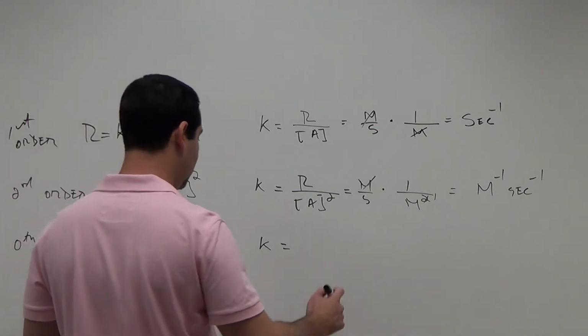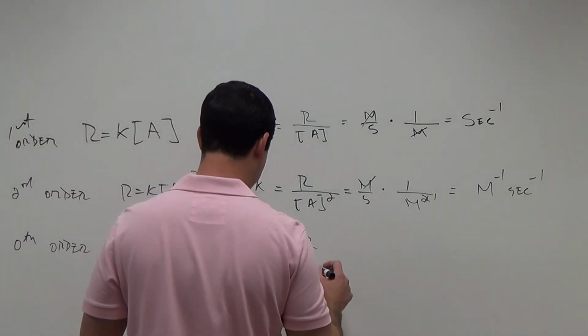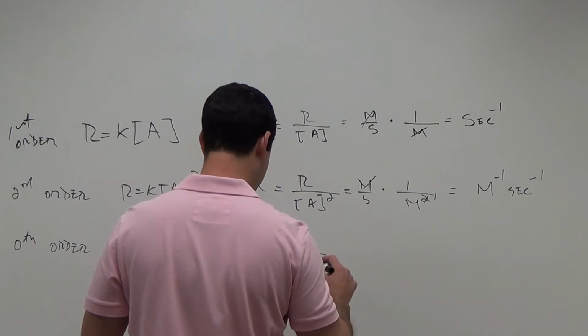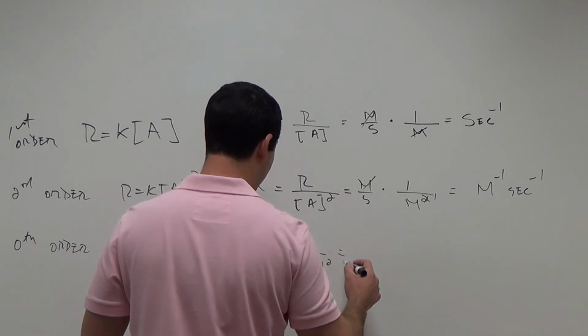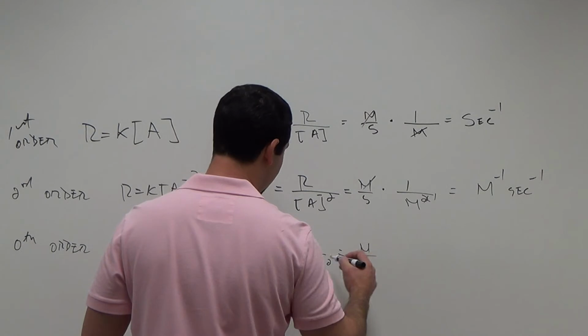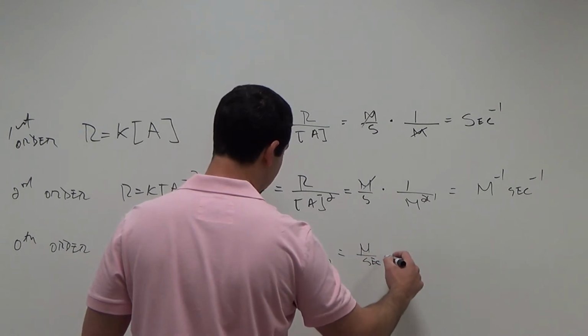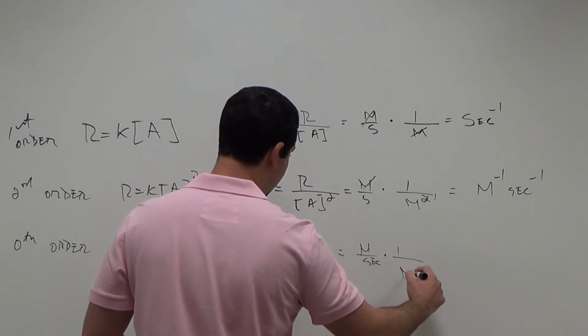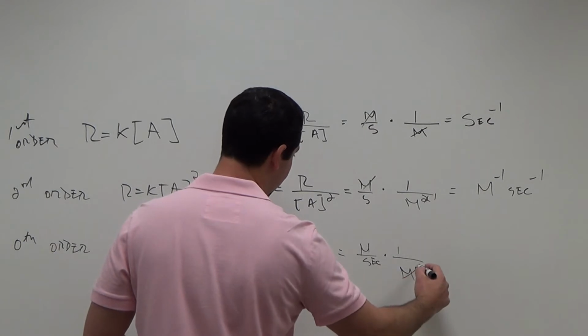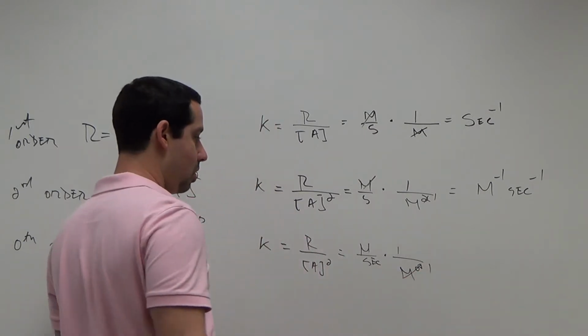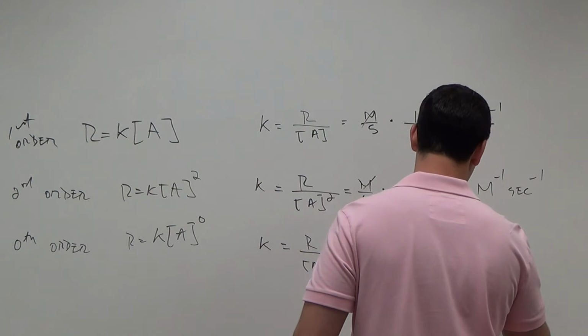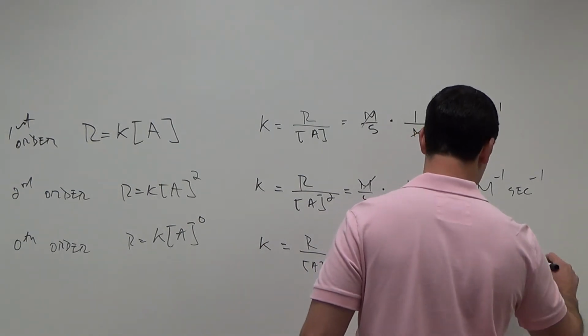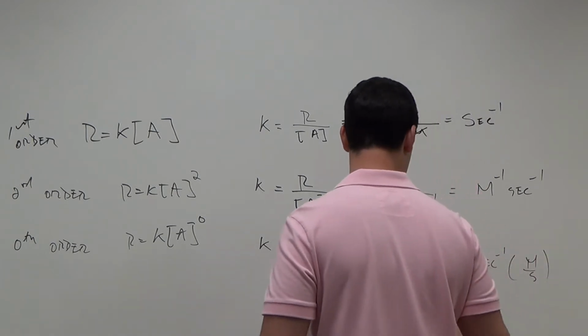And what is it for this one down here? This is R divided by A to the 0th power. So this is molarity per second divided by molarity to the 0th power. This is 1, yes? So units on this are molarity per second.